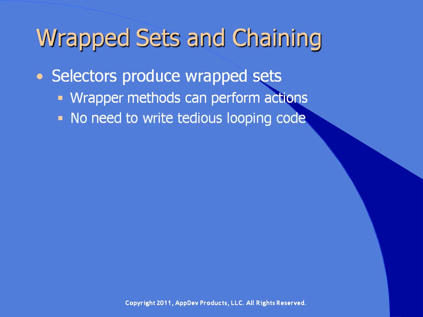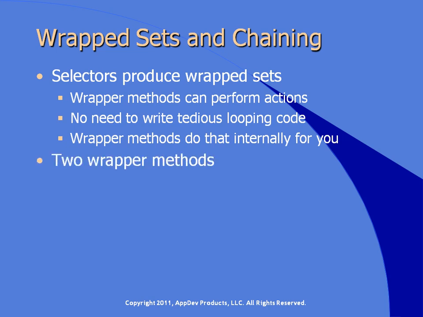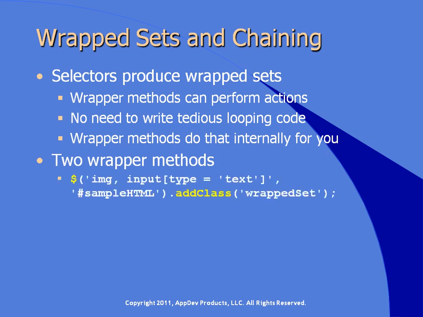The nice thing about working with wrapped sets and wrapper methods is that you don't have to write any tedious looping code in JavaScript to process each element in the wrapped set one by one. The wrapper methods in jQuery do that internally for you, so that just a single call to a method will act on every element in the set. And you saw an example of that kind of action on multiple elements in this kind of a statement.